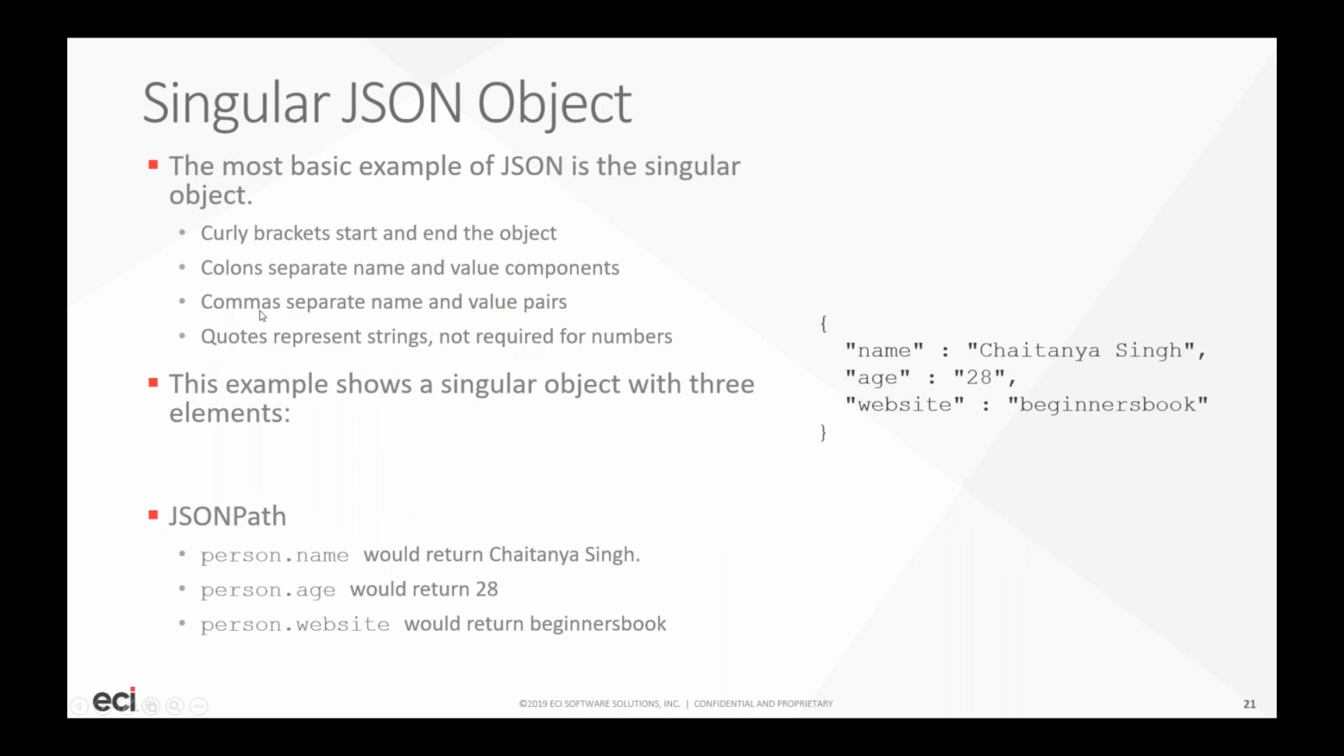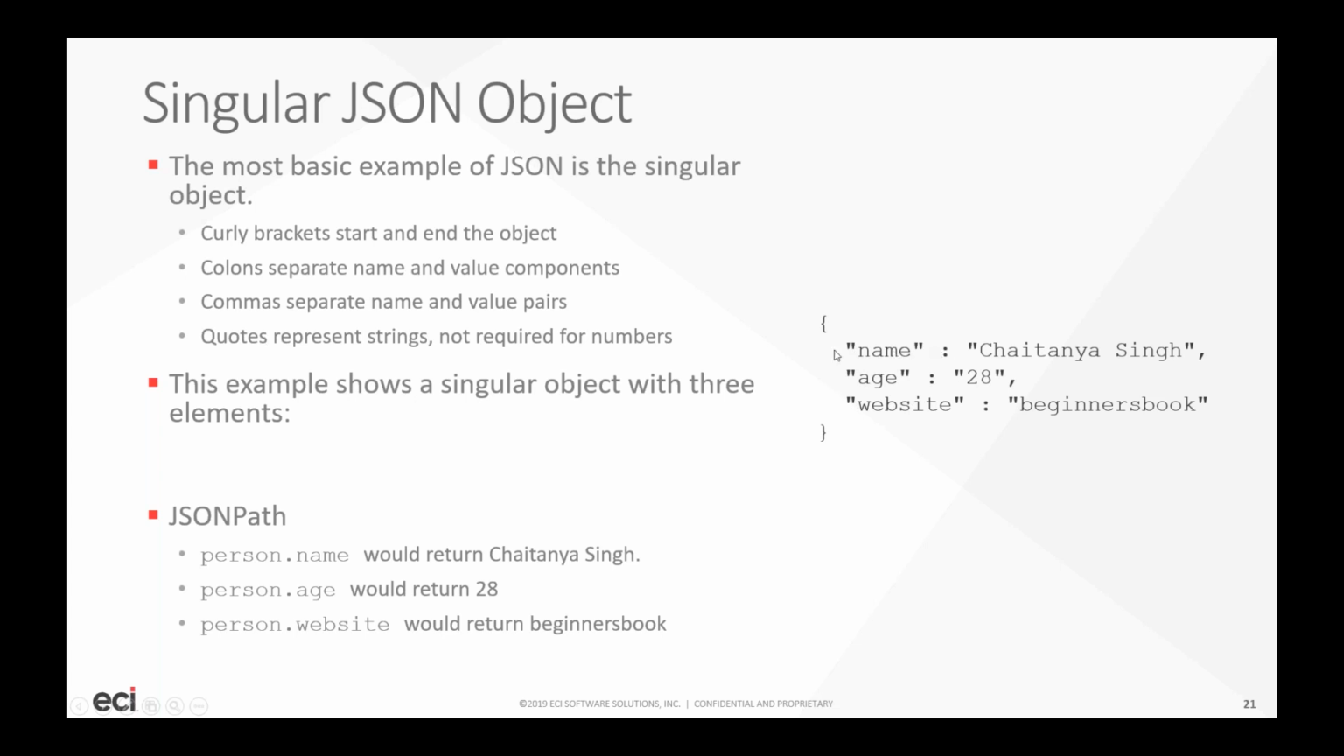Singular objects. So now we see in JSON curly brackets start and end an object. So you see the curly brackets. Colons separate the name and value components. You see the colon here. Commas separate name and value pairs. There's actually not any to separate in this singular example. And then you see things are surrounded by quotes. And those quotes represent strings or text.